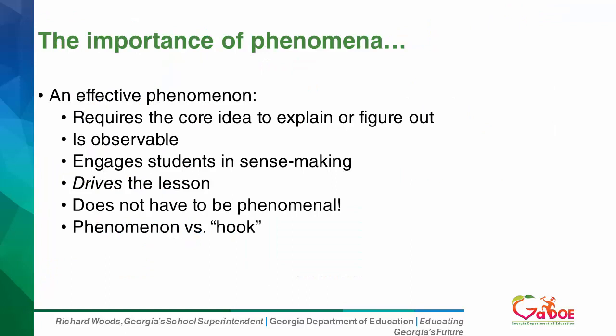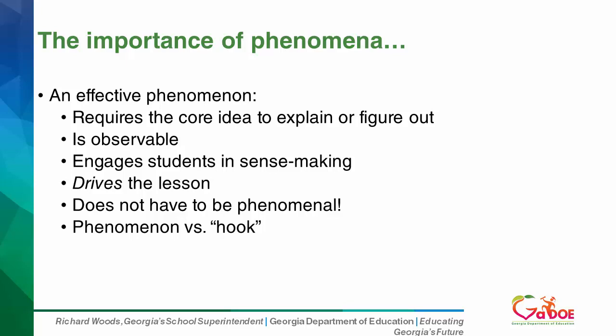So one really important piece about three-dimensional science is the importance of a phenomenon. Now, an effective phenomenon requires the core idea to explain or figure out. In other words, as students try to figure out what's going on with this problem or phenomenon, they're learning about the core idea or the content. An effective phenomenon is observable, so maybe it's something students can have their hands on or maybe possibly see outside, or even through media like video or audio possibly. And a phenomenon engages students in sense making.